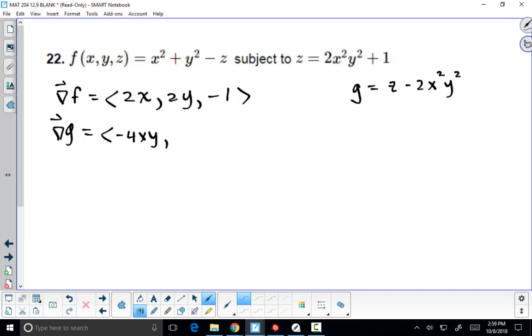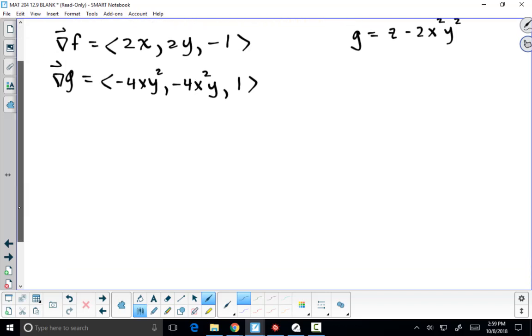G sub y is going to be minus 4. Oh, there's supposed to be a square there. Square, yeah. Yep. Minus 4x squared y. And our partial with respect to z is 1. All right, so that will generate our system.